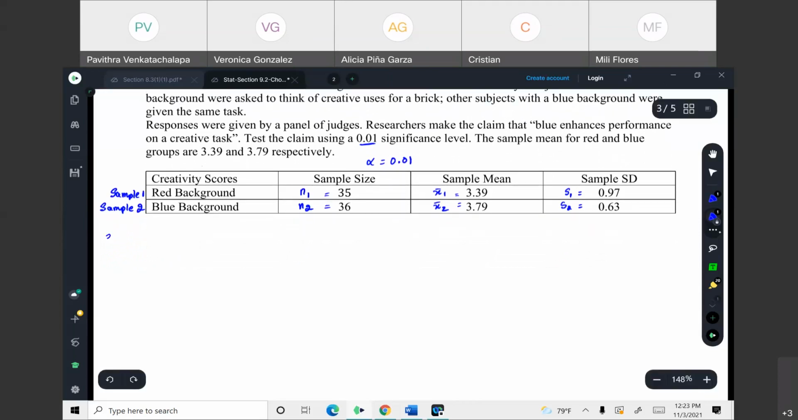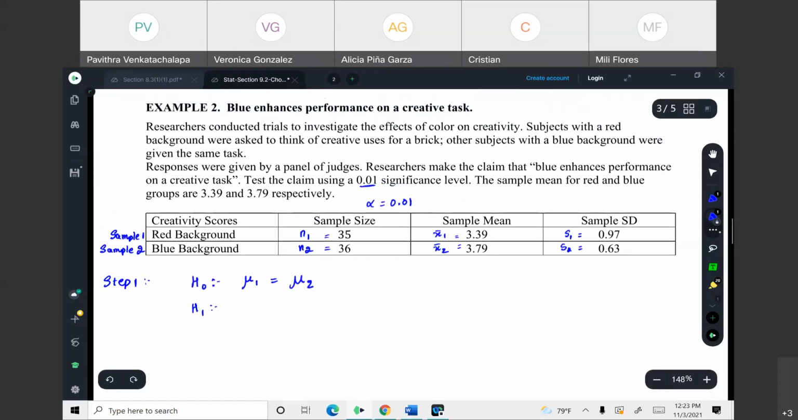So step 1, write the null and alternative hypothesis. So H0. Now it is talking about mean. So you see mu1 equal to mu2. This is for all the problems. You will write the null hypothesis in this way for all the problems of chapter 9. When it comes to the alternative hypothesis, how can I make a decision here?